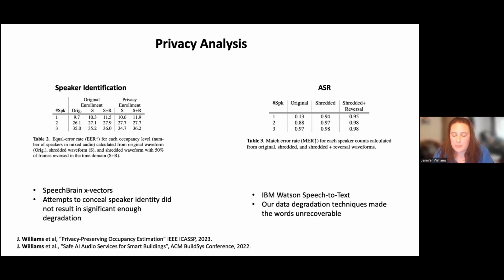With the speech recognition, we measured match error rate for the speaker counts, and we have here the match error rate. So this is similar to the word error rate, except that it fits between 0 and 1, so it's a bit more interpretable than word error rate. We have very high degradation of the content. So we're not too worried about the content being captured, but we are worried about the speaker identification being captured.